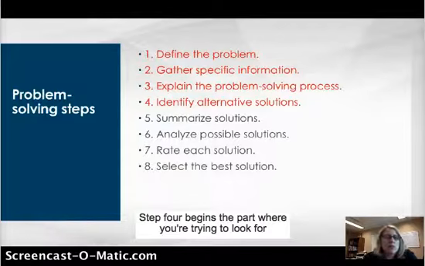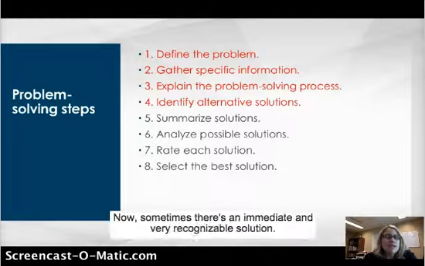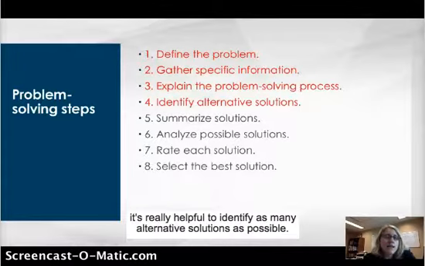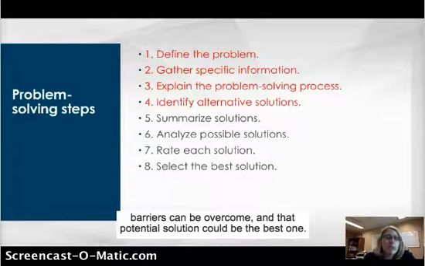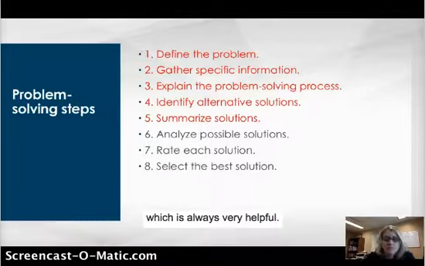Step 4 begins the part where you're trying to look for solutions to the problem. Now sometimes there's an immediate and very recognizable solution. Other times the solutions aren't very clear. In either case, it's really helpful to identify as many alternative solutions as possible. Some solutions might seem unfeasible, but it's possible when working together those kinds of barriers can be overcome and that potential solution could be the best one. Just by identifying alternative solutions, you have many options, which is always very helpful.